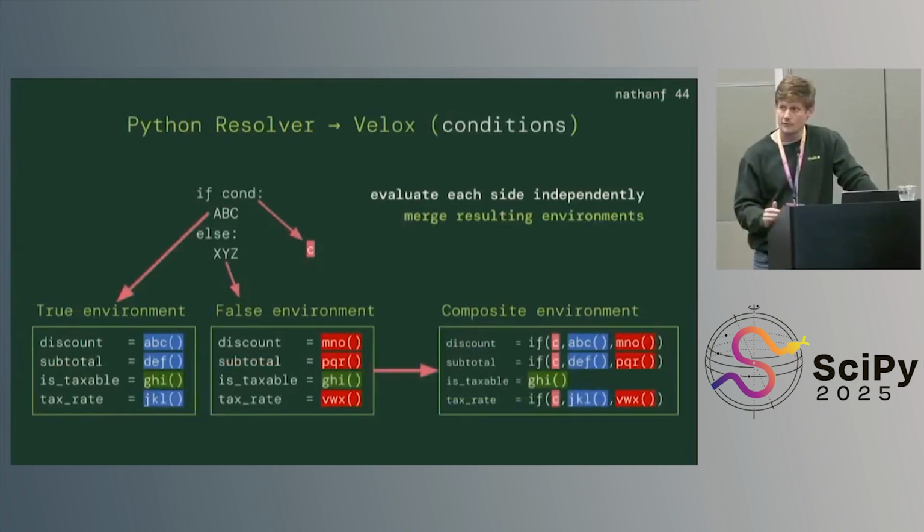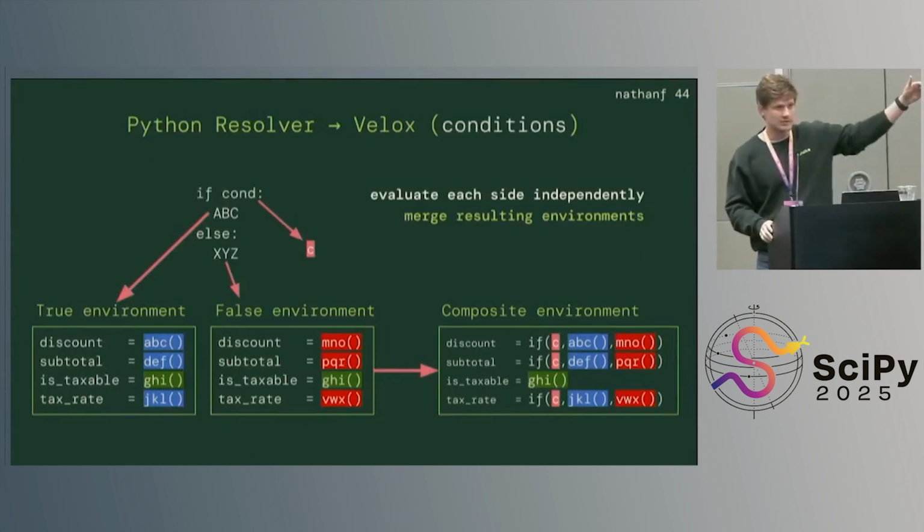We can do a similar thing for conditionals. Python, of course, has ifs and elses in it. And what we'll do is just compute the condition itself as an expression, and then we'll compute the if true branch of the expression and the if false branch of the expression. And so this leads to two different environments.